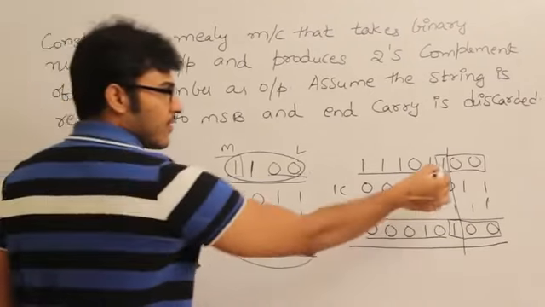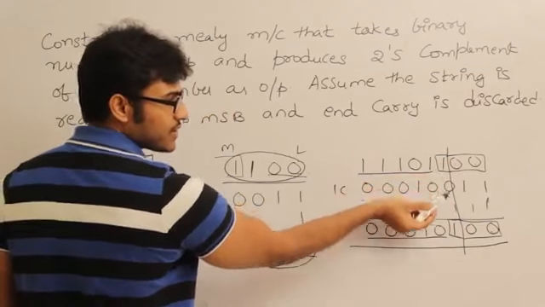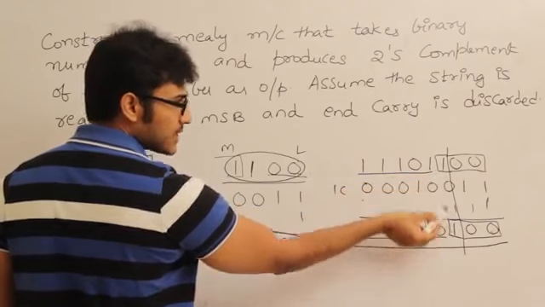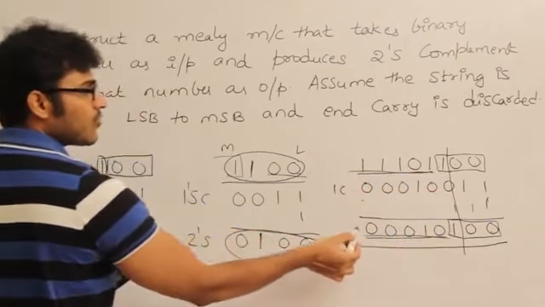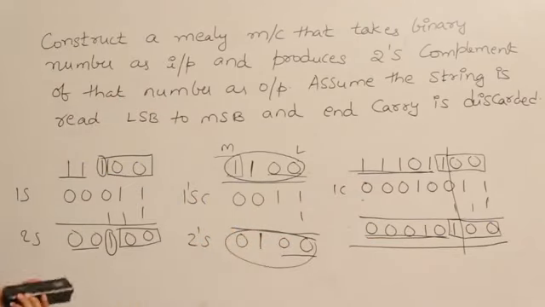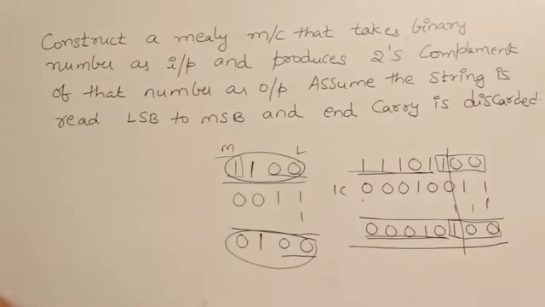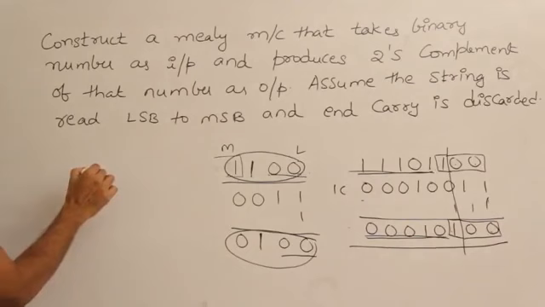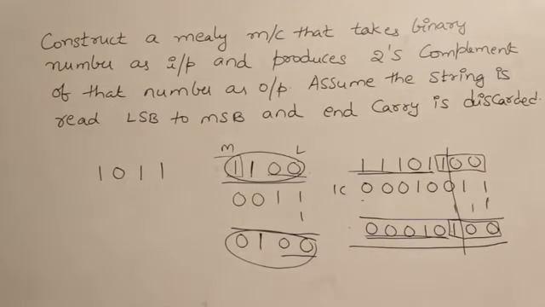Again see this, whatever are zeros, I leave them as zeros, and whenever I see the first one, that first one is left as it is, and the remaining string will be complemented. What if there are no zeros at all? Then it is going to start with 1 itself, right? Let us take this example, 1 0 1 1, where there are no zeros at all. Let's see how it works.